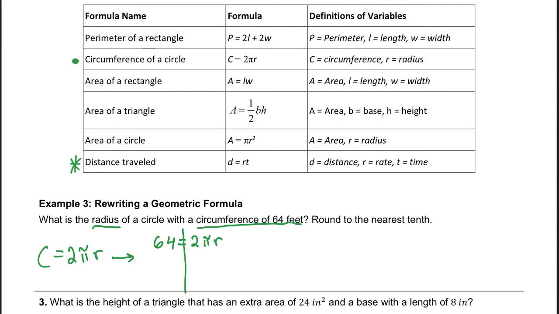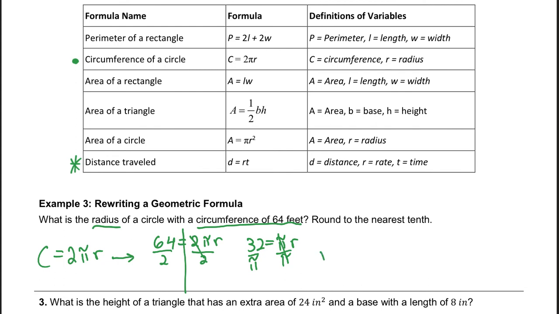So the way I'd go about doing that is I would eliminate pi, and I would eliminate 2 from that side of the equation. So first I'm going to eliminate 2. I divide both sides by 2. So this becomes, and I'm going to run out of room, 32 equals pi times the radius. I would finish solving this by dividing both sides by pi.